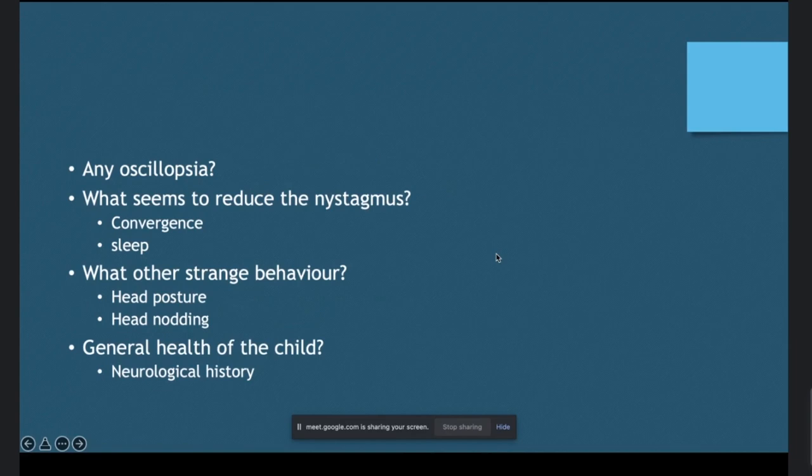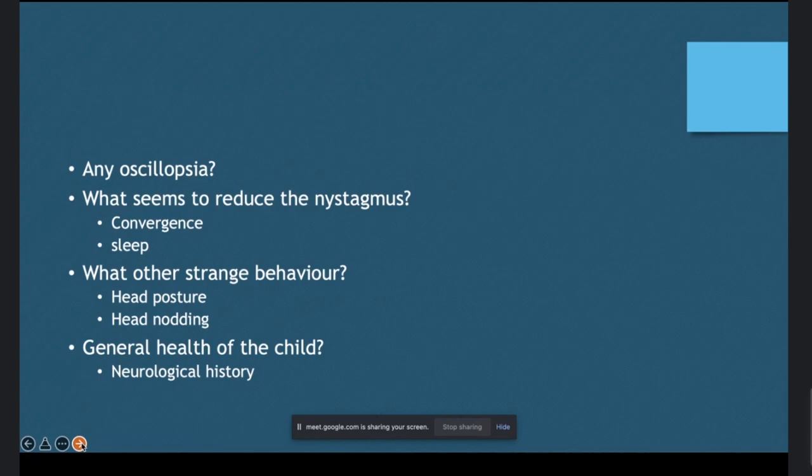Next question is, we are going to ask about any oscillopsia. Oscillopsia usually means this is acquired nystagmus. Also, you can ask the parent, what reduces the nystagmus? Convergence? Is the nystagmus there during sleep? Have they noticed the child having any strange behavior like head posture, head nodding? And how is the general health of the child? Any neurological history, developmental delay, etc.